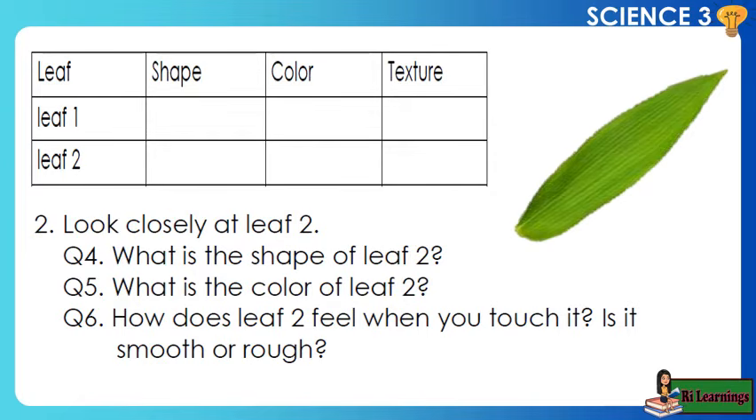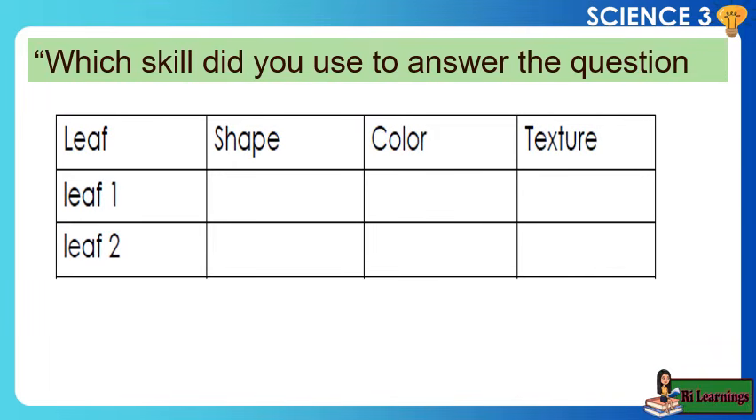2. Look closely at bamboo leaf. Q1. What is the shape of leaf 2? Q2. What is the color of leaf 2? Q3. How does leaf 2 feel when you touch it? Is it smooth or rough? Which skill did you use to answer the question?